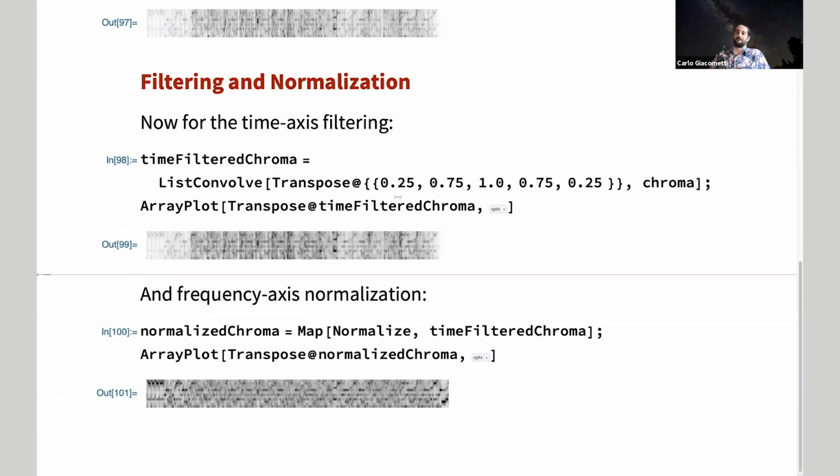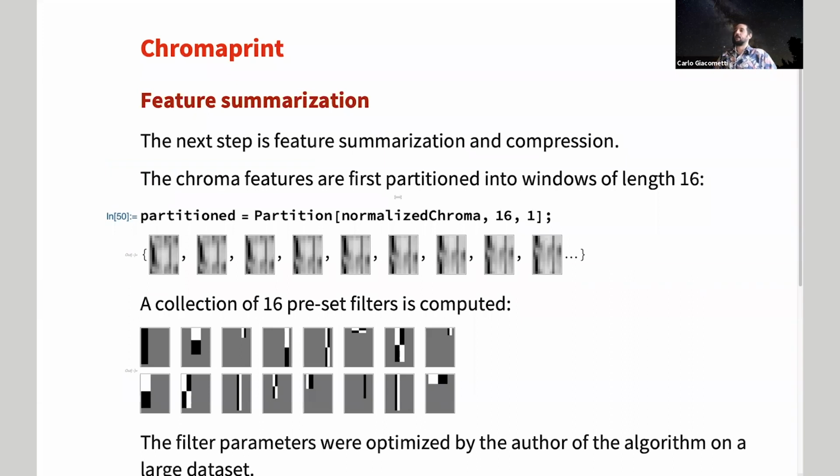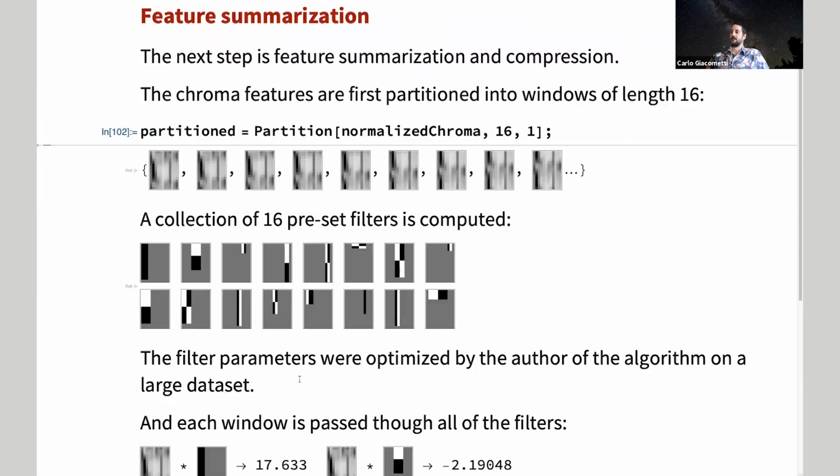The next step is feature summarization and compression. First of all, the array that you just saw is partitioned into blocks of length 16. And here we go, this is the result. You just get a sequence of arrays of 12 by 16 elements. And a collection of 16 preset filters is computed. Here the colors are black for -1, white for 1, and gray for 0. And each filter is then multiplied to each of our partitions.